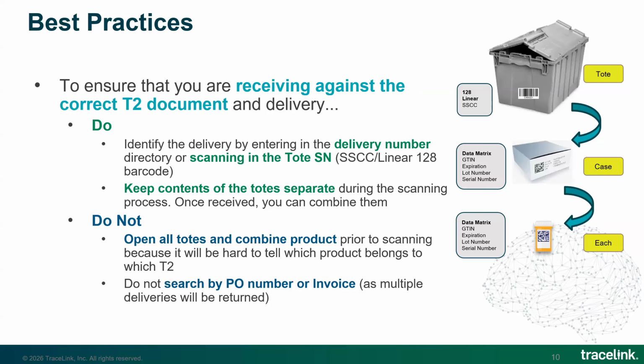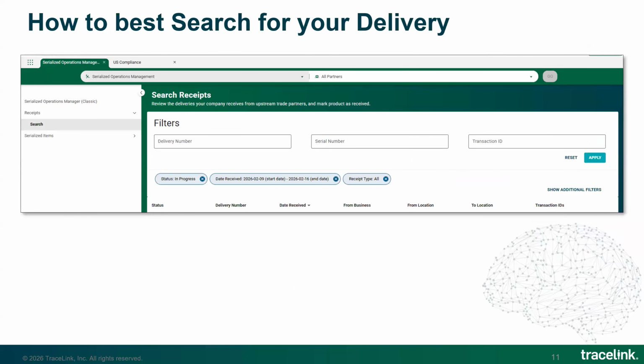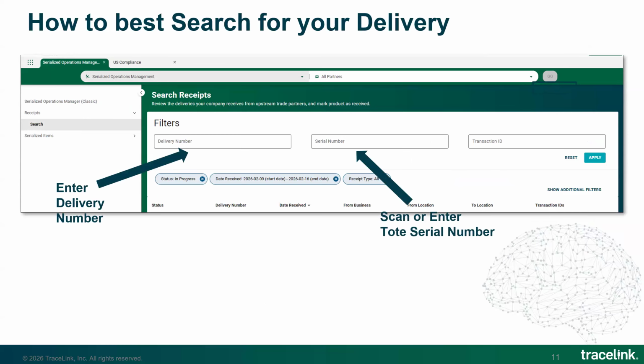So this is the top of our SOM user interface, and you can see here, this is where you would enter the delivery number. But if you are going to scan by tote or type in the tote, and we talked a little bit before about what format you want to enter that serial number in, you can put that into that middle column there, and that's going to pull up the specific T2 and delivery that you're looking for, so you can ensure that as you receive, you're going to be receiving against the correct T2 document and delivery.